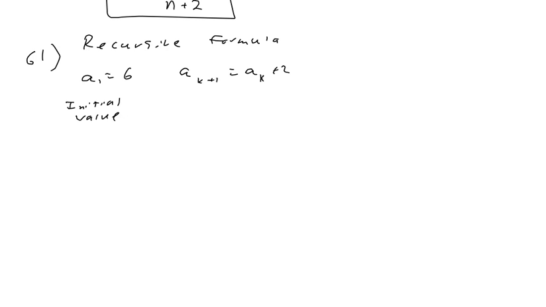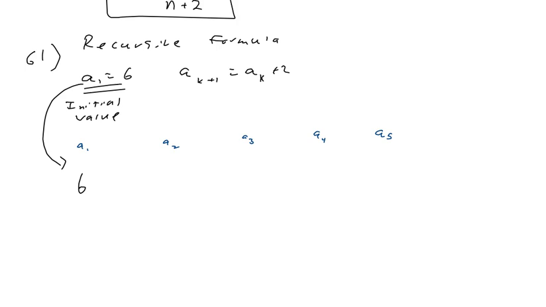So it wants A1, A2, A3, A4, and A5. It wants the first 5 terms. So A1, we know that is 6. It tells us right here. So A1 is just 6. There's no calculation to do. A1 is just our starting number. We got to start somewhere. With a recursive formula, you have to start somewhere.